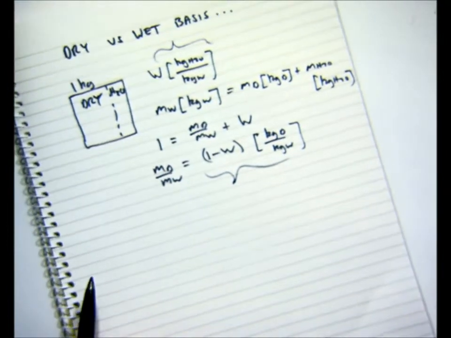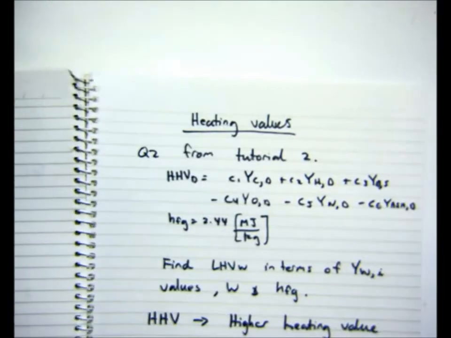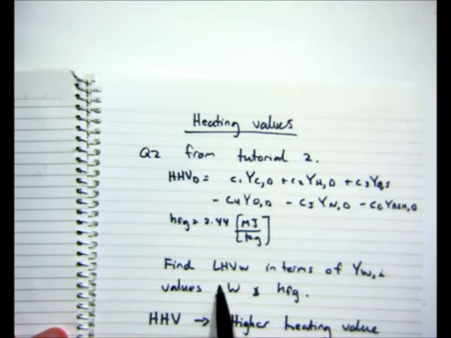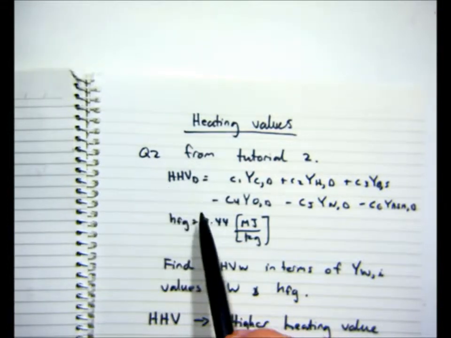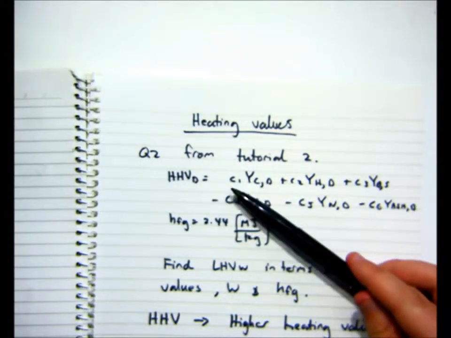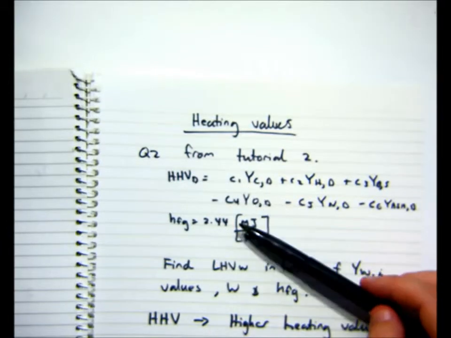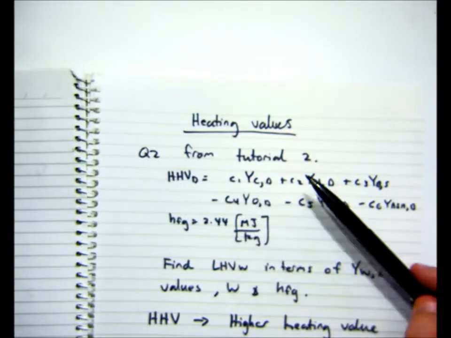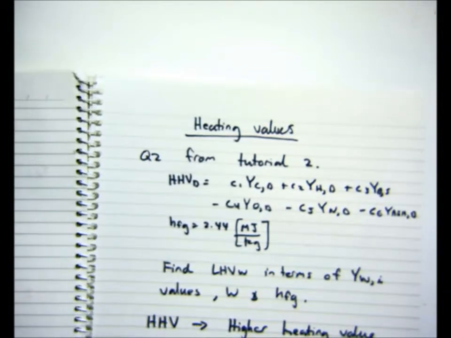Okay, so let's go back to the original question. What are we looking for? We're looking for the lower heating value on a wet basis, but we're starting with the high heating value on a dry basis. So there are two things we have to take into account here. One of them is the fact that we want to move to the lower heating value rather than the high heating value, and the other one is the fact that we want to move from a dry basis to a wet basis. We could do this in just one step, but I don't think it's a very good idea. It could get confusing. Better just to go in two steps.